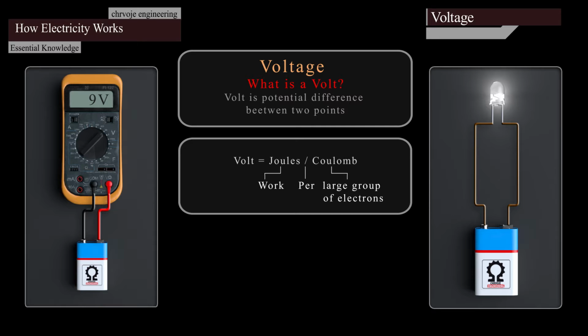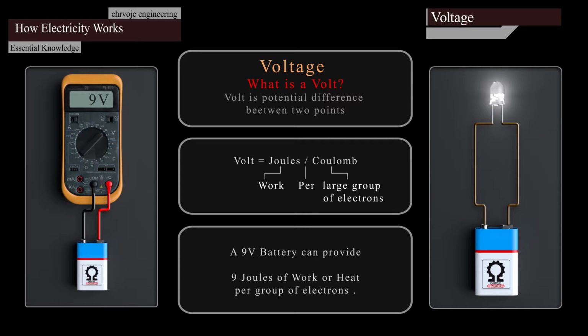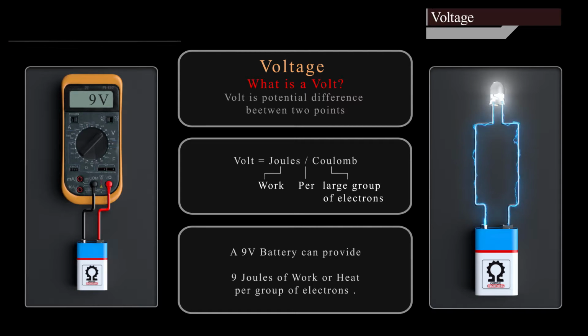Maybe we will better understand what a joule is and a coulomb is with an example. So, a 9-volt battery can provide 9 joules of energy in the form of work or heat per group of electrons that flow from one side of the battery to the other. In this case, the current of electrons flow from one side of the battery through the LED light bulb, which produces light, and then the electrons flow to the other side of the battery. Therefore, 9 joules of light and heat is produced by the light bulb.